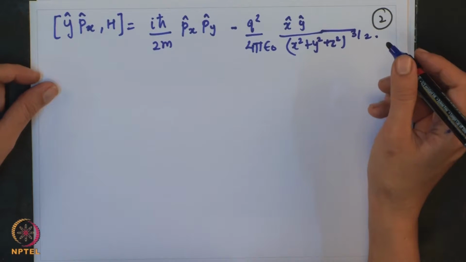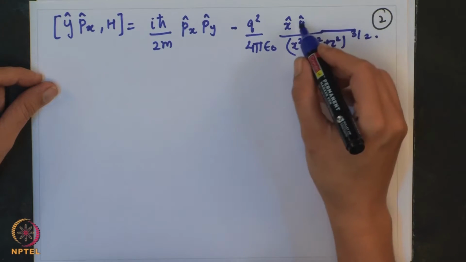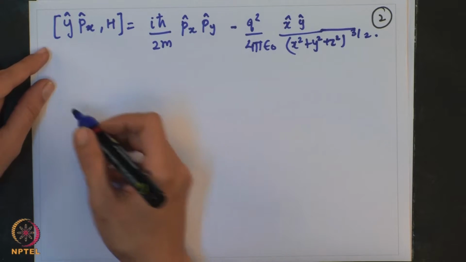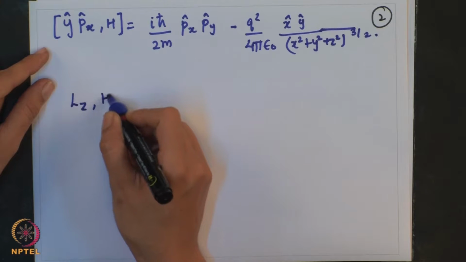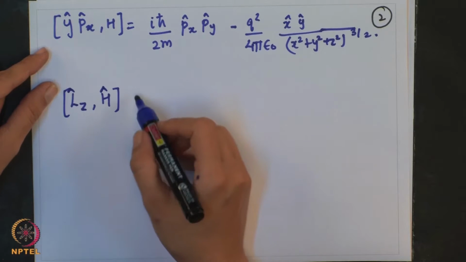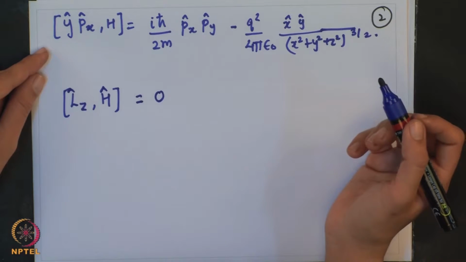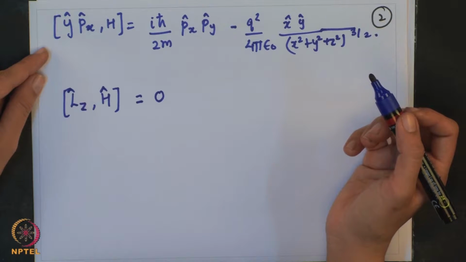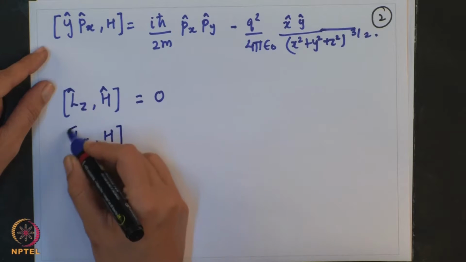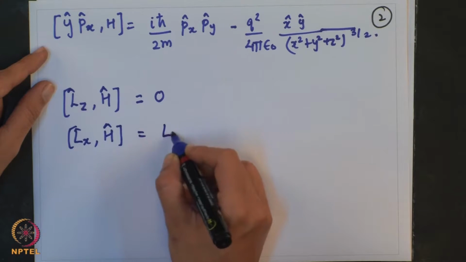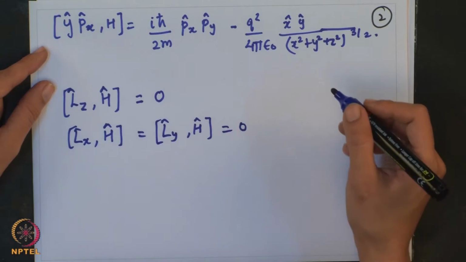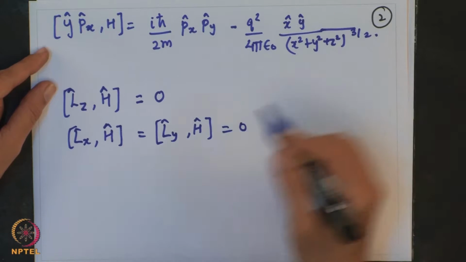Okay. So, this expression we obtain for the Lz part. Lz, precisely, that is the angular momentum along the z direction, will be precisely 0. Similarly, you can obtain for Lx, Ly, and the commutator of Lx with H to be 0.